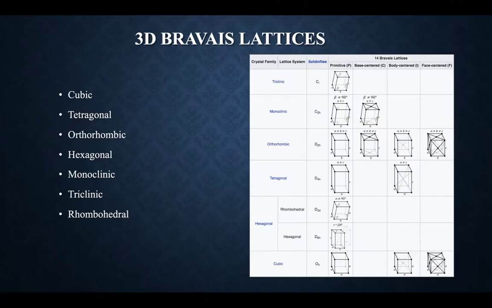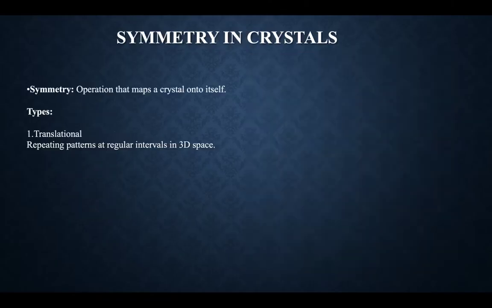In cubic we can see it is characterized into primitive, body centered, and face centered, whereas in tetragonal it is only primitive and body centered, whereas in orthorhombic it has all: primitive, base centered, body centered, and face centered. Symmetry in crystal.